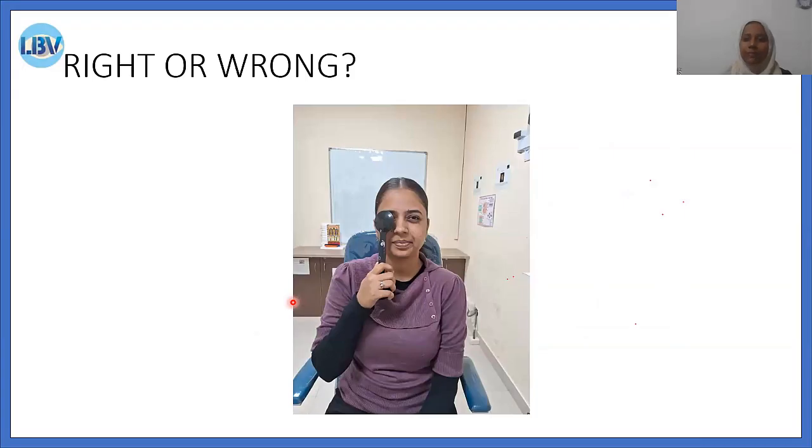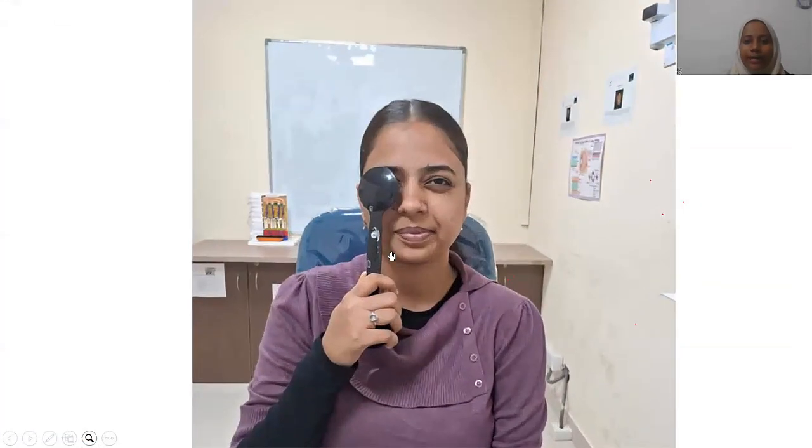Okay, so here are some images. Can you tell me what is it? Do you think it is the right thing, or is it wrong? So I'll just maximize a bit. Wrong. Okay. So what is happening here? The patient has some space between the nose and this occluder that the patient is keeping in front of the eye. And so there is a scope that the patient can peep from this side. That is why this is wrong.